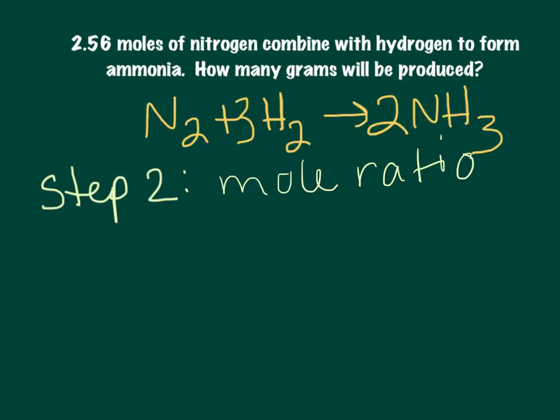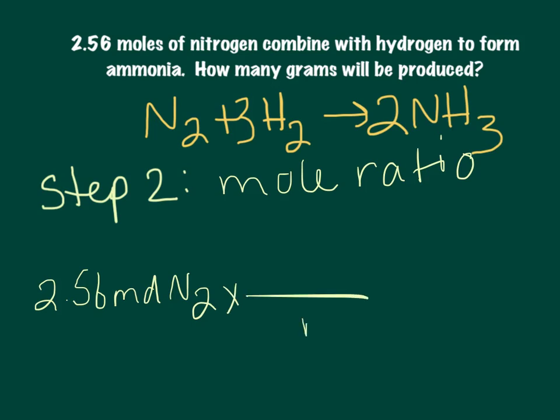Okay, step number 2, we are going to take the information from the problem and then put our mole ratio in to switch to our new substance. So I am starting with 2.56 moles of nitrogen. Then to start with my mole ratio, moles of nitrogen needs to go on the bottom, so it goes away, and moles of ammonia will be on top.